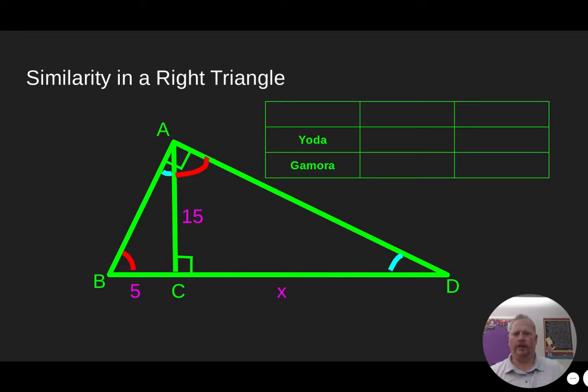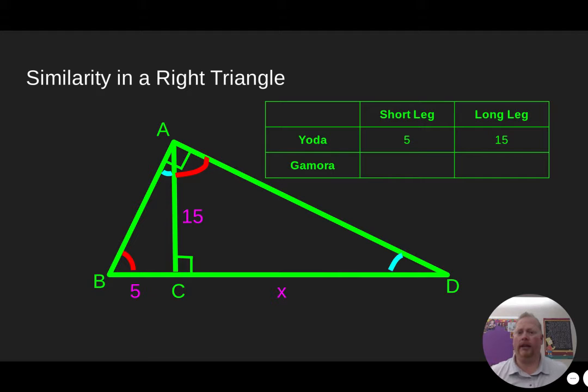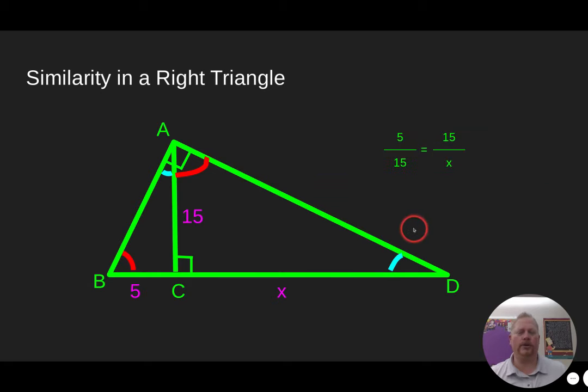So I'm going to focus on just the baby Yoda triangle right now. I'm going to set up a little chart, and this little chart will help me set up a proportion to solve for x. So this 5 is the short leg in the baby Yoda triangle, and this 15 is the long leg. So then if I go to the Gamora triangle, the 15 is the short leg, and the x is the long leg. Now the benefit of setting up this chart is you can just take it directly and turn it into a proportion. And that's going to be easy enough to solve.